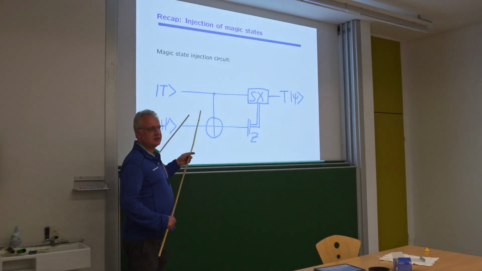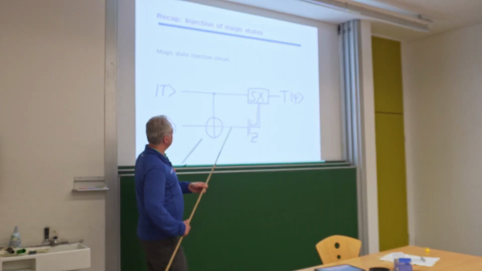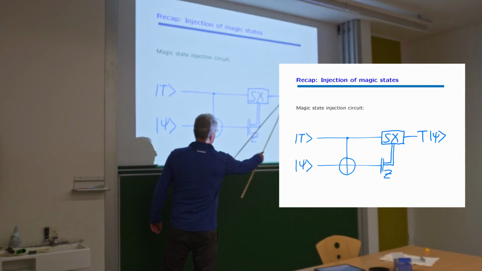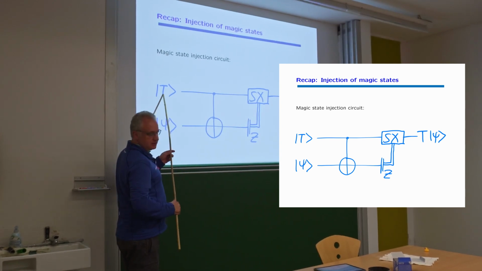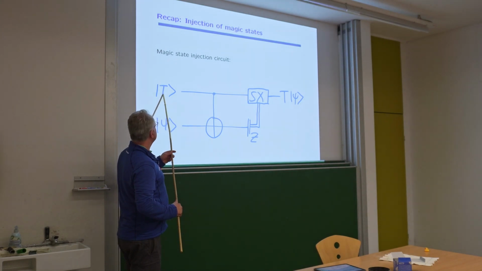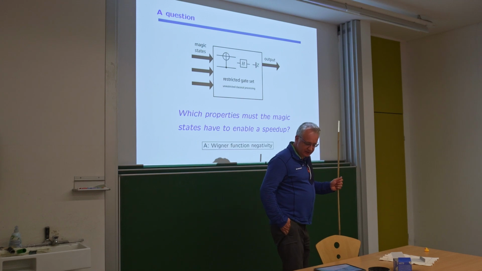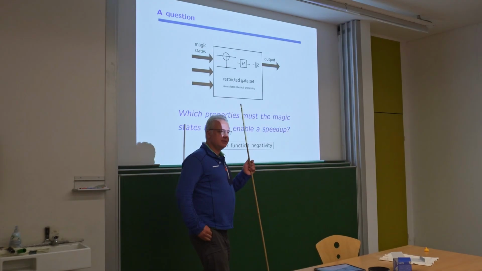This is the magic state injection circuit that we saw last time. I hope you remember. This is how you replaced the application of a Clifford unitary, or how you did it using Clifford operations only, plus the use of a magic state. That was the whole difference to the circuit model, this state injection circuit. But today our question is, which properties do the magic states need to have so that they can give you a quantum speedup? And the answer that was given is negativity of their Wigner function.